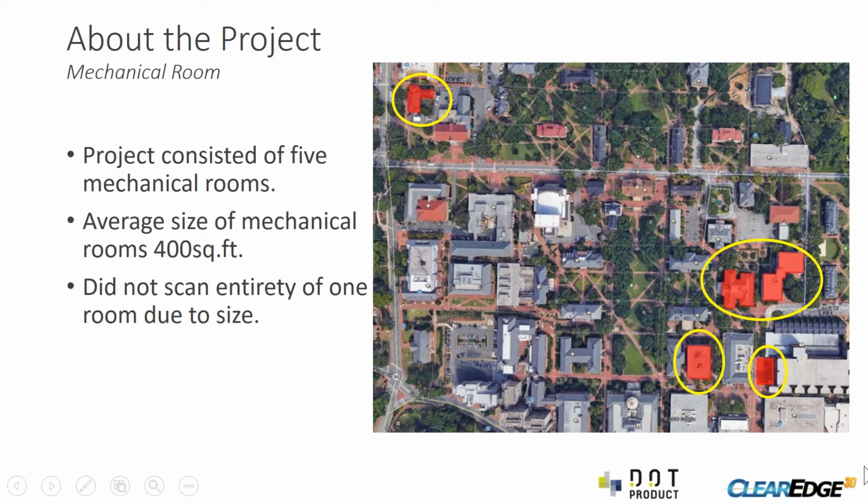The project consisted of 5 different mechanical rooms across campus and multiple buildings, with the average size of mechanical rooms being about 400 square feet. I believe the smallest one was 200, and the largest one, which is kind of an outlier, if you will, was about 3,000 square feet worth of mechanical room space, which we did not scan all of it, just because we didn't need it. There's a lot of open space, so we really only scanned the area that we're going to be working in.